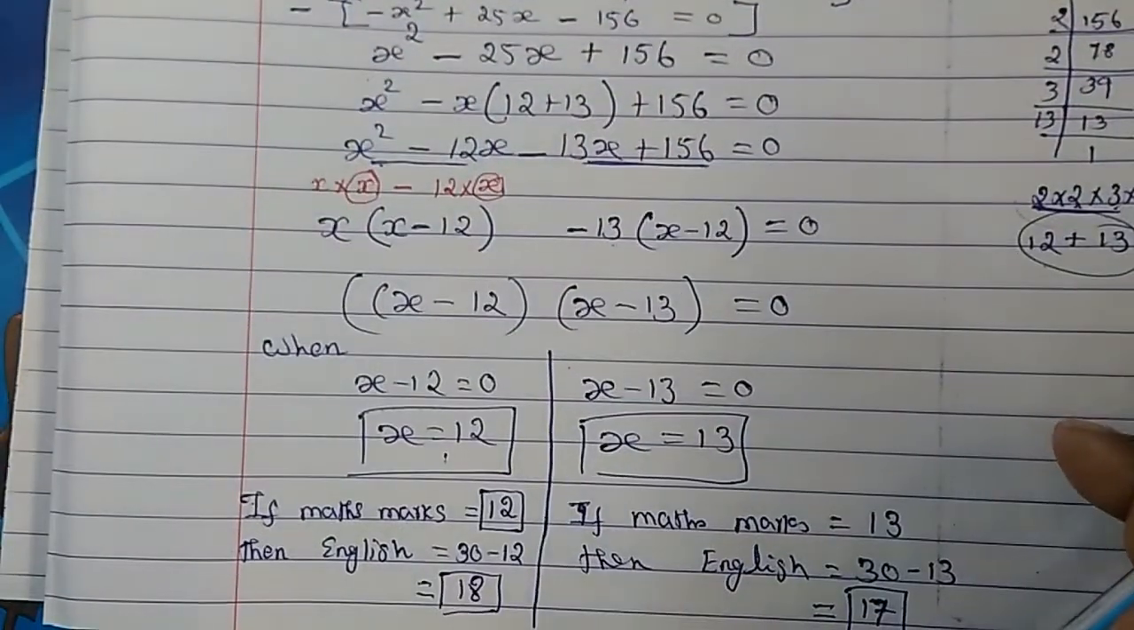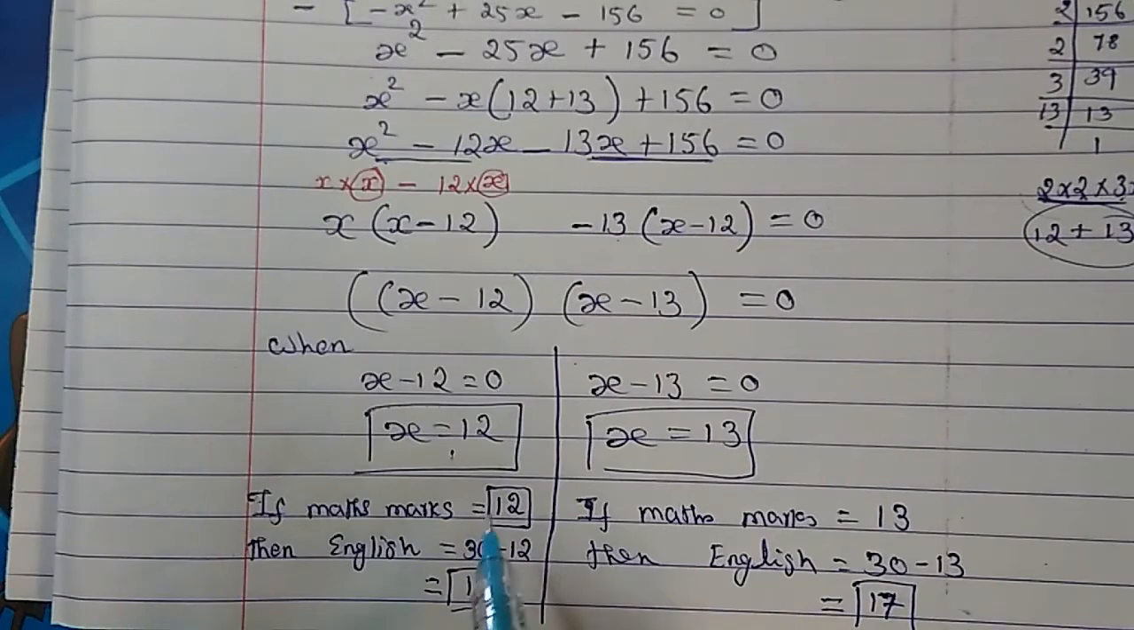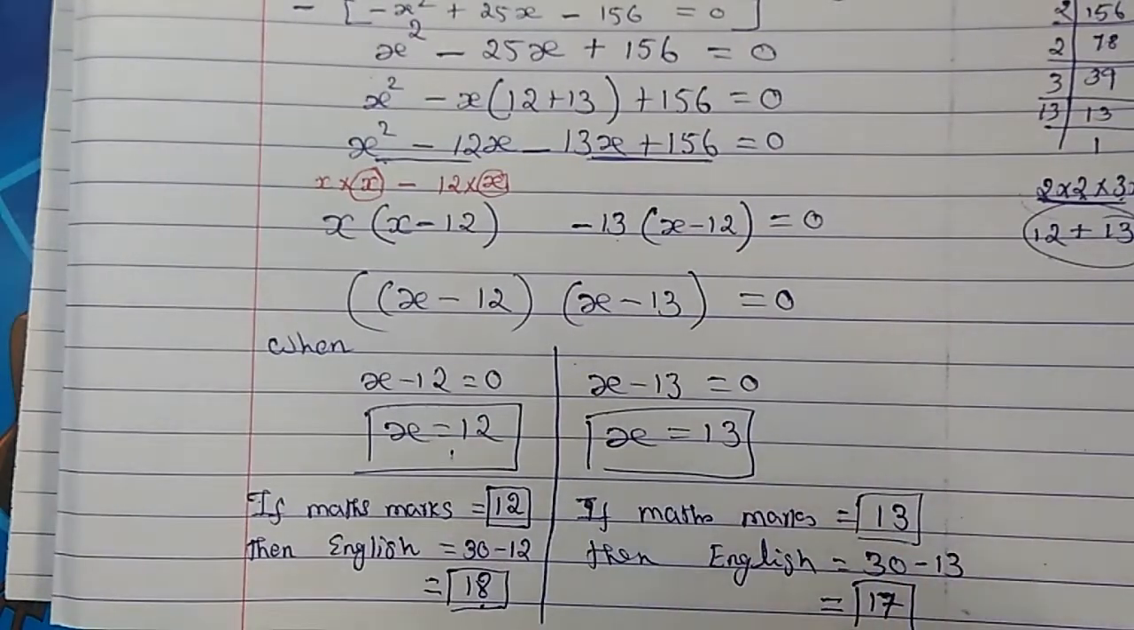So since we got two values, we will write: if Shefali gets 12 marks in maths, then English is 18. If she gets 13 marks in maths, then English will be 17. So the total will be 30 only, you see. 12 and 18 will be 30. 13 plus 17 also is 30 only. Is it clear? That's it.